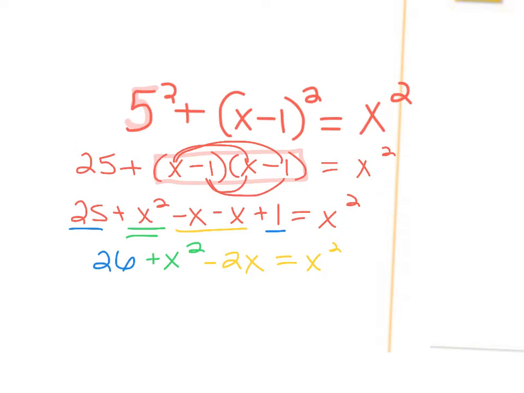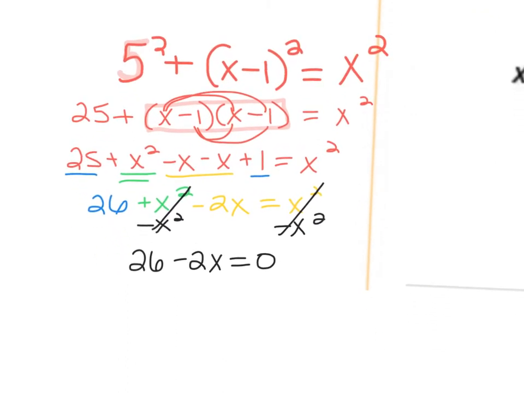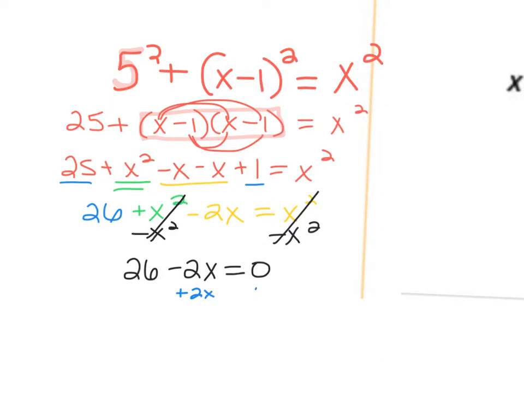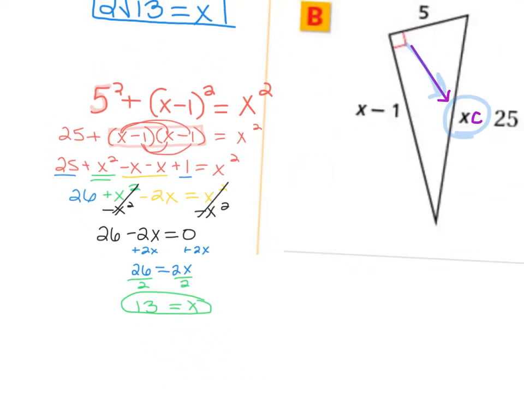So then I want to work to pair up my x squareds here. I would subtract x squared from the left and from the right, and it actually cancels from here. So I have 26 minus 2x, and it cancels from here, equals 0. Then I want to isolate the x. So I have choices. I can either subtract the 26 and then divide by negative 2, or add the 2x so that the x becomes positive, and then divide both sides by 2. And you found your side length.